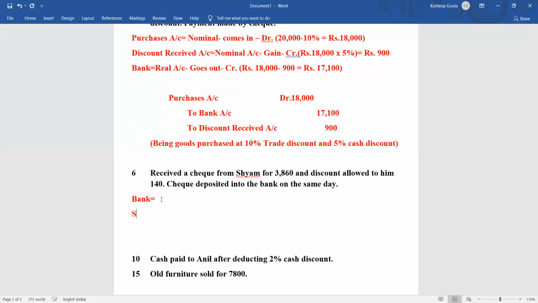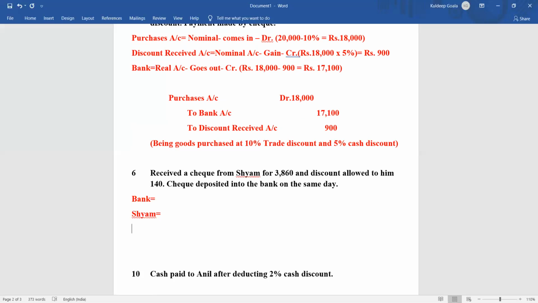Then from whom did we receive? It was Sham. So next item will be Sham. Then coming to the next one, and discount allowed to him. We are allowing him discount. So the next item is discount allowed. Okay, this is like a solved plate for you all. It's very simply told here. Most of the time it is not told in this way.